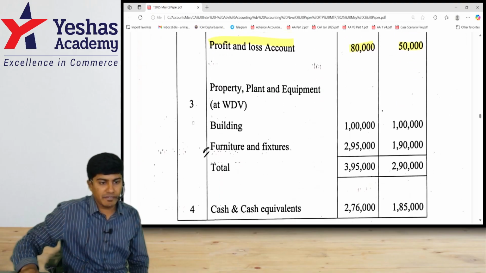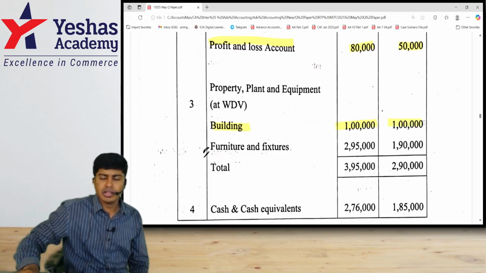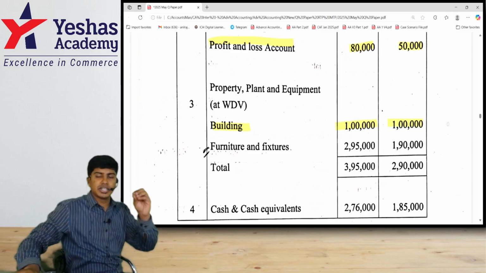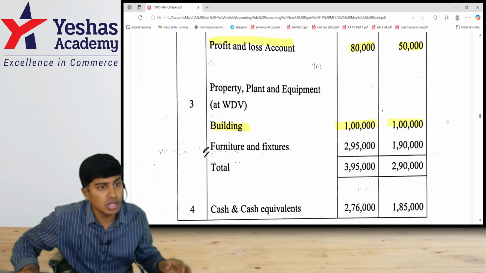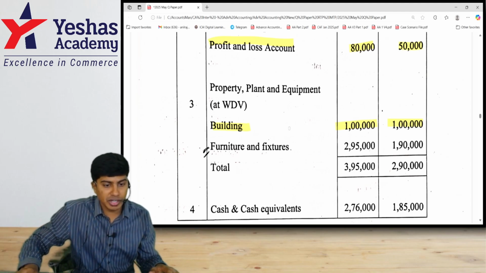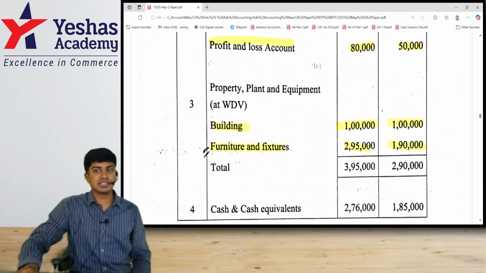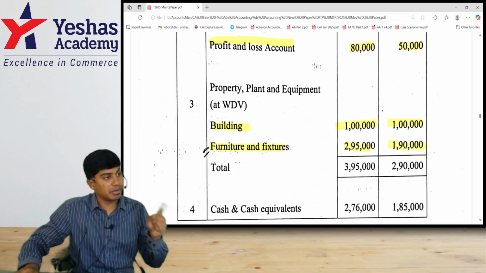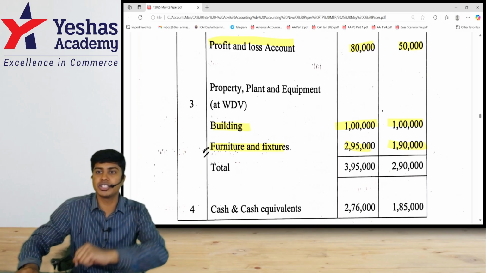In notes to accounts, we have building. How much is opening balance of building? 1 lakh. Closing balance of building, that means opening is equal to closing. There is no depreciation. There is no purchase. There is no sale. So ignore building. Focus on furniture. Furniture, opening is 1 lakh 90, closing is 2 lakh 95. There is depreciation during the year, but there is an increase, so meaning there would be purchase also.